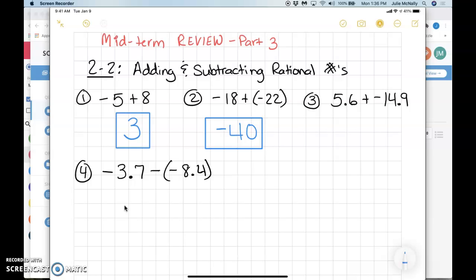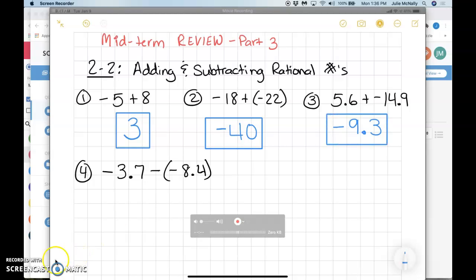Okay, I'll pause after this one. Negative 9.3, correct, because the signs are different, so we're subtracting, but the answer keeps the sign of the bigger number, which is negative. Hold on, Ethan.